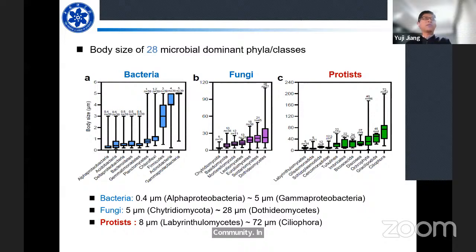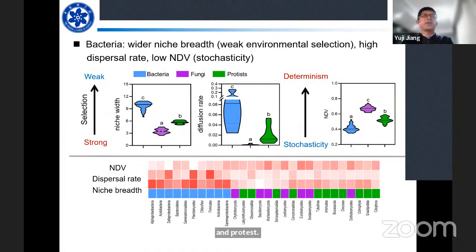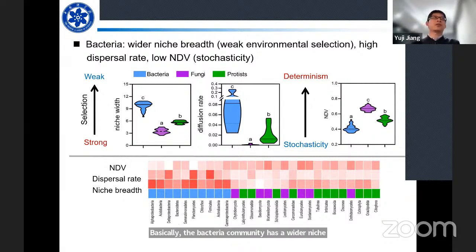In rice ecosystems, we determined the body size of the 28 dominant groups, including the bacteria, fungi, and protists. Basically, the bacterial community has a wider niche breadth, a large dispersal rate, and smaller NDV values. These results indicate that the bacterial community is less affected by environmental selection, and the community assembly was controlled by a stochastic process due to the high dispersal rate.